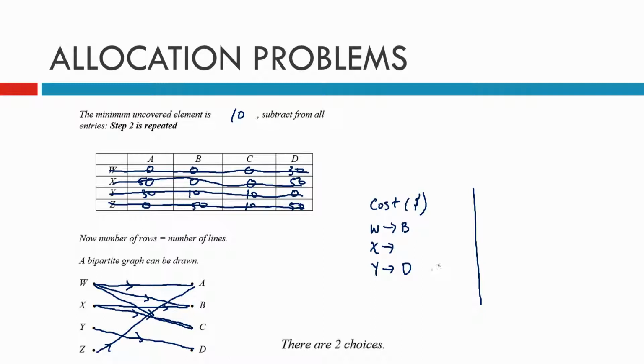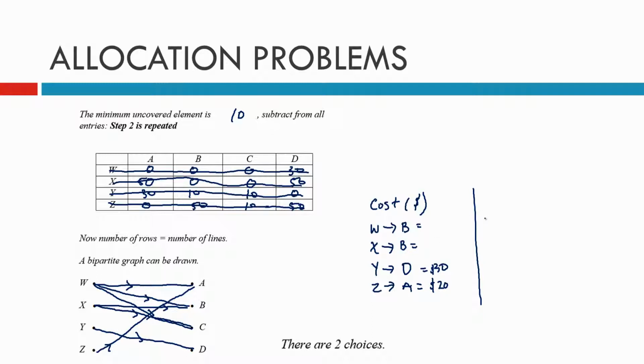Y to D is 30. And Z can only go to A. Z to A, and that is 20, which leaves us with B or C. Now B or C, W can go to B or W can go to C, and X can go to B and X can go to C. That's why we have the 2 choices.